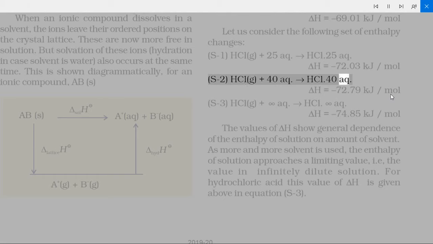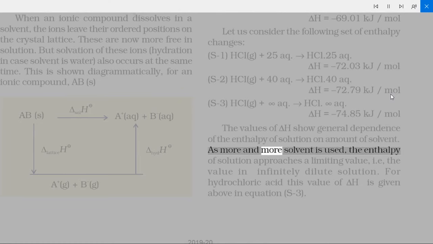HCl·40 aq, ΔH = −72.79 kJ/mol. HCl(g) + aq → HCl·aq, ΔH = −74.85 kJ/mol. The values of ΔH show general dependence of the enthalpy of solution on amount of solvent.